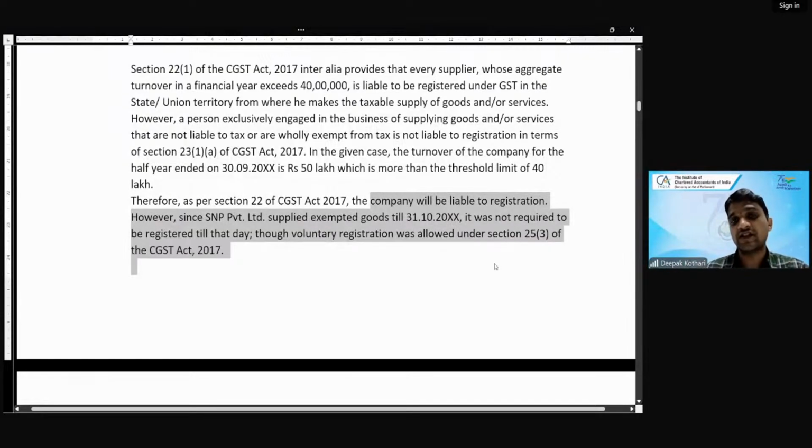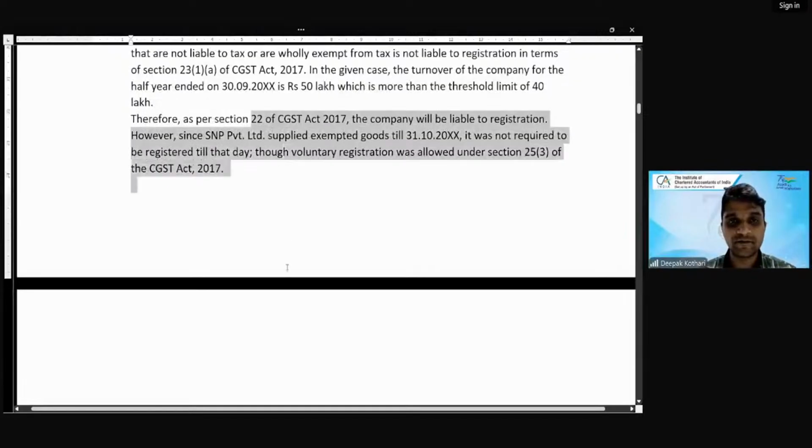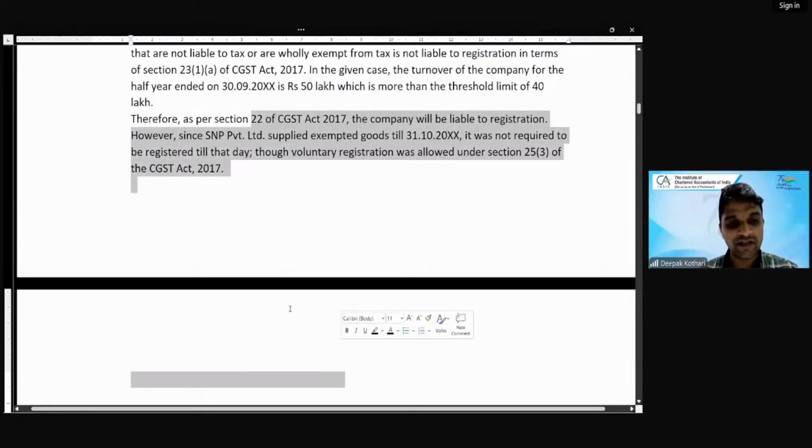So if they voluntarily want to register, they can, but you have to mention all the provisions. First, section 22 says compulsory registration. 23 says if you're making exempt supply, registration is not required. But 25 says if you want registration, you can take it. Okay, that being the first aspect.